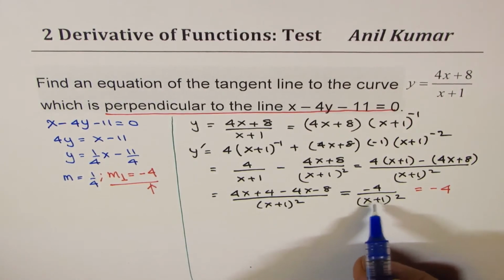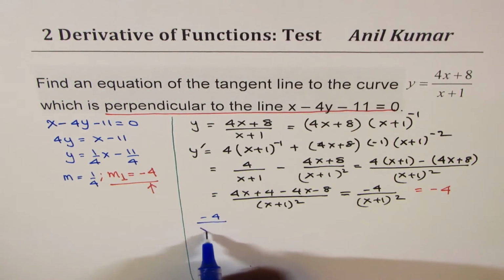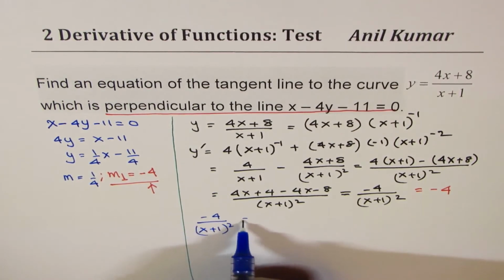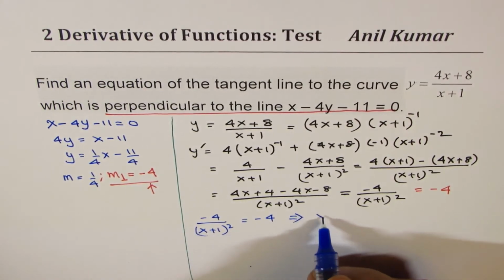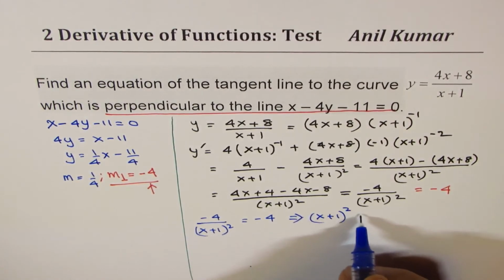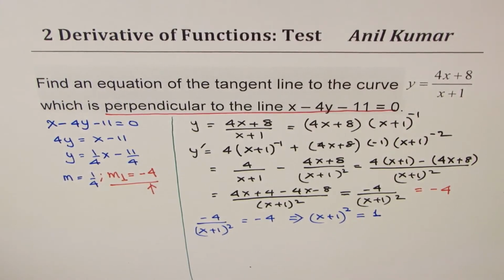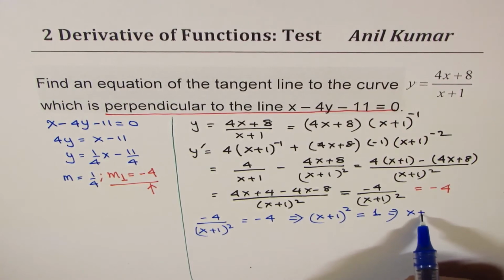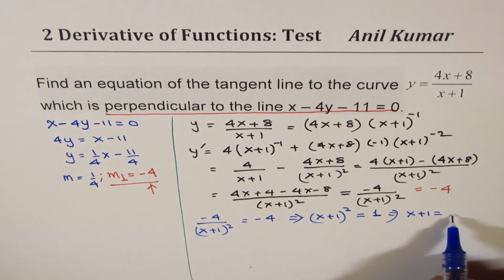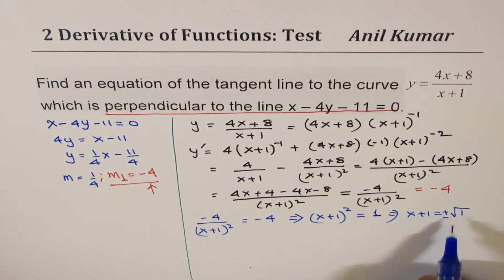So we can write this, let me rewrite. We'll first write minus 4 over (x plus 1) whole squared equals minus 4. And that basically implies that (x plus 1) whole squared is equal to 1, correct? Dividing by minus 4. So if you solve this, what do you get? x plus 1 equals plus or minus the square root of 1. So that gives you two values of x.